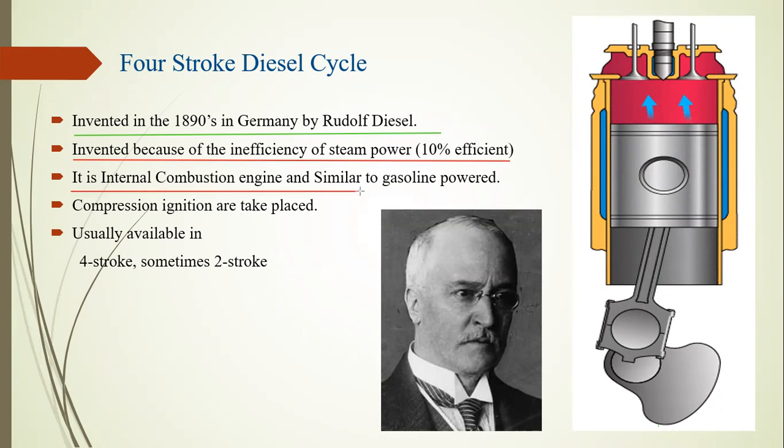It is an internal combustion engine similar to the gasoline-powered engine. Both the gasoline-powered engine and the diesel-powered engine are internal combustion engines. This cycle is also called compression ignition because the compression ignition takes place inside the cylinder. Usually two types of cycle are available, four-stroke, and sometimes two-stroke is used for diesel engines. Mostly the four-stroke cycle is used because of its efficient working.